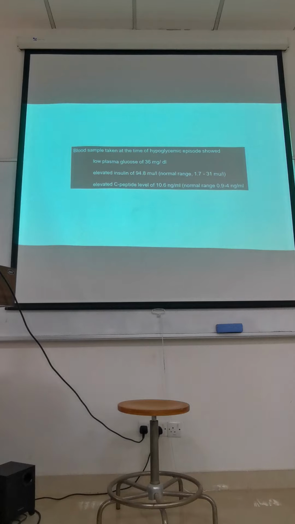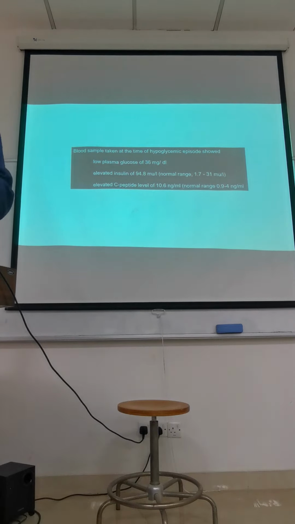So if in my body insulin is high, it can be because my pancreas is producing a lot or I am injecting from outside. How can I differentiate? C peptide will be high if it is from inside, because insulin and C peptide come together.